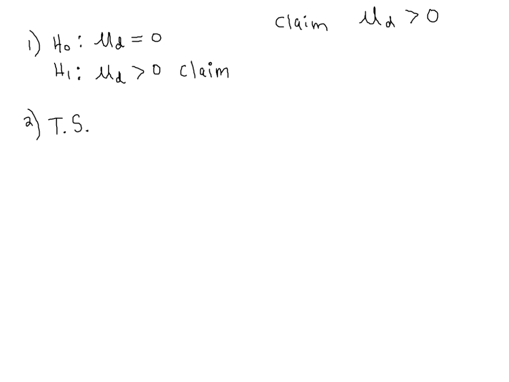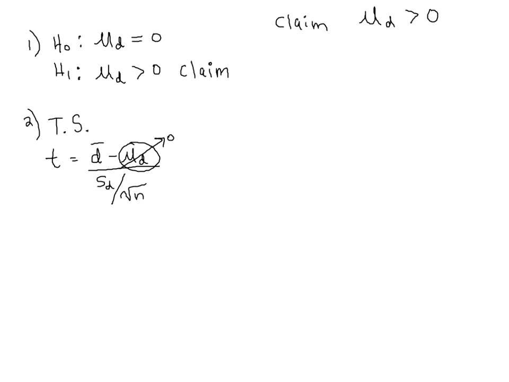Step 2 is our test statistic. Now I'm going to copy it down here so that you have it. Our test statistic is d bar, the mean of your differences, minus your mean difference, and then that gets divided by the standard deviation over the square root of n. Remember, we said that the mean difference part is 0 because we're working under the assumption that the null hypothesis is true.